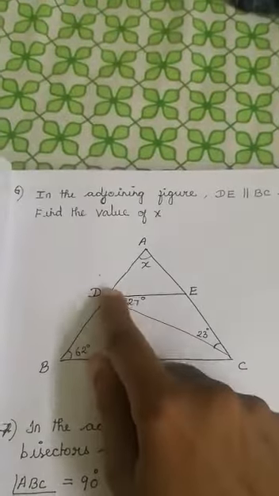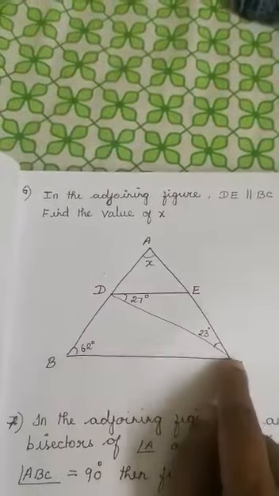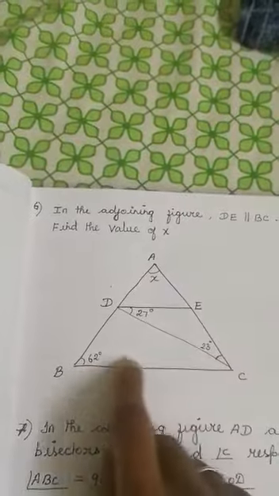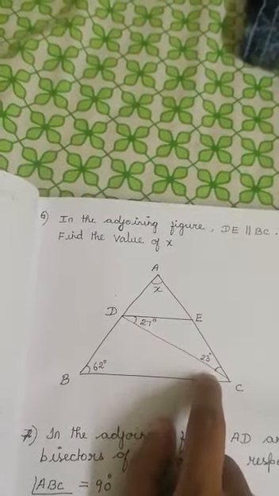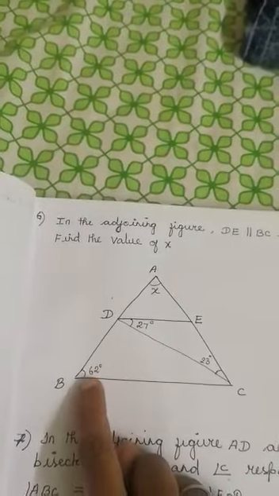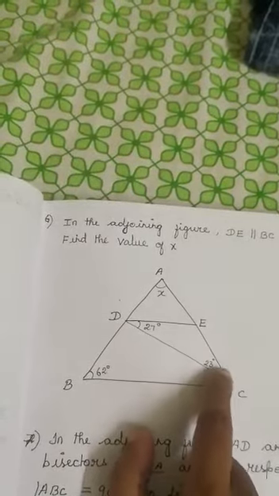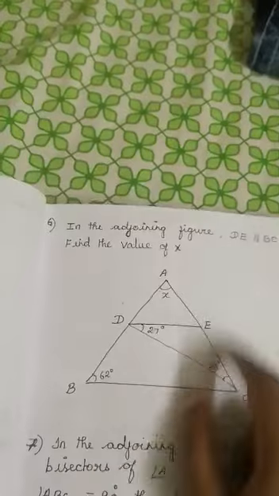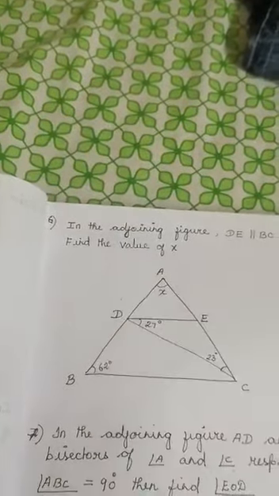Coming to the sixth question, DE is parallel to BC. Okay, so here you can see a Z is formed. So if this is 27 degree, this part is 27. Now what happens? B is 62 degree, C is 27 plus 23, which is 50 degree. So when you add these two, it is 112 degree. You need to find angle A. Use angle sum property. 180 minus 112 degree is 68 degree.